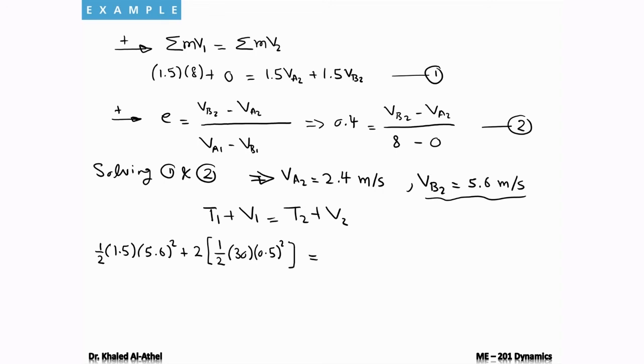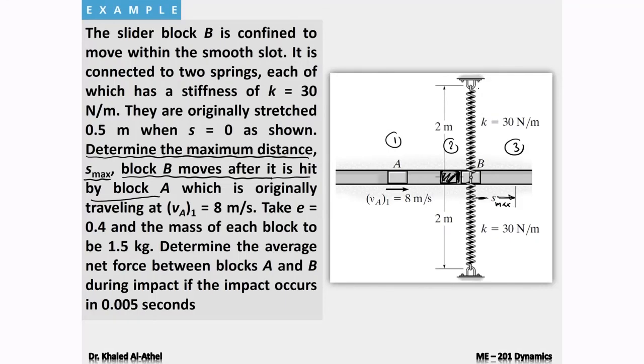This should equal to, now S max means this is the maximum distance block B will travel before the springs will have to pull it back. Therefore, its final velocity is going to be 0. Plus I have two springs. It's going to be half K, which is 30. And now let's look at S. It's going to be something at this point. So this is 2, given to me. This is S max. So this has to be the square root of 2 squared plus S max squared.